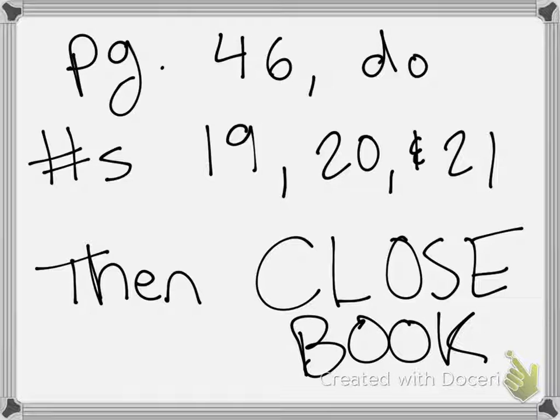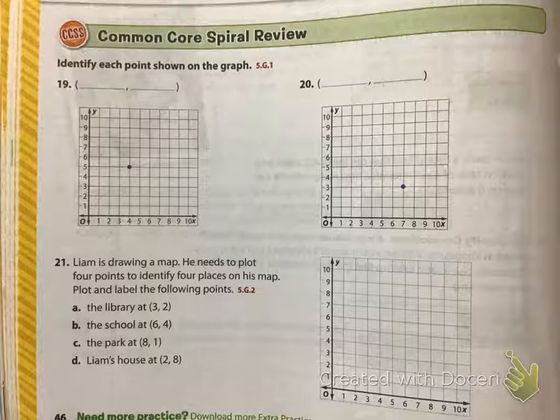Anyway, let's go to this. I want you to try this one. Page 46, do numbers 19, 20, and 21, and then close your book, okay? So what is our X value for number 19? Lucy? X value is 4. Exactly. That's hard to see, so the X value is 4. Can you guys see it?